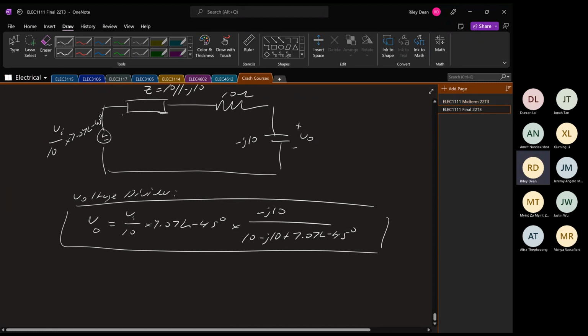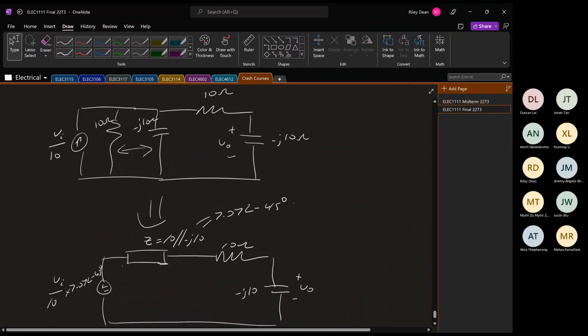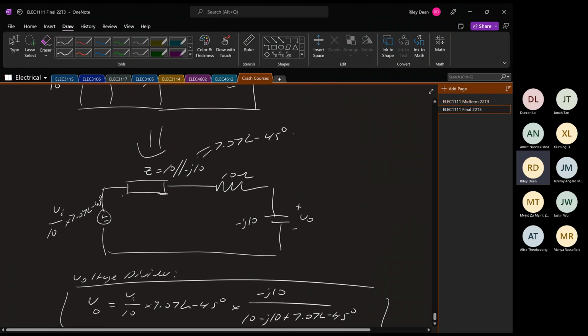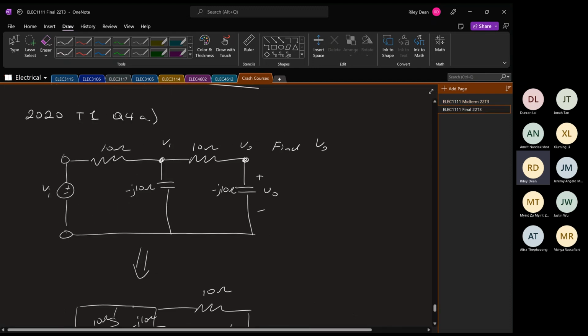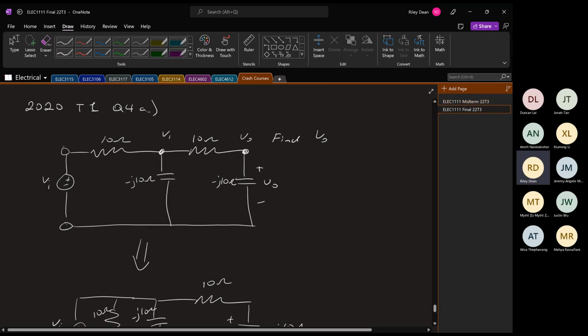Naturally, you can simplify all that. What I did was use source transformation twice because that gave us every element in series, which is way nicer to do. There are other ways to get to this circuit, however, none of them are available for us. So source transformation is the best way. Otherwise, I would be approaching this using nodal, because that's just my preference of how I like to think about things, but source transformation also works.